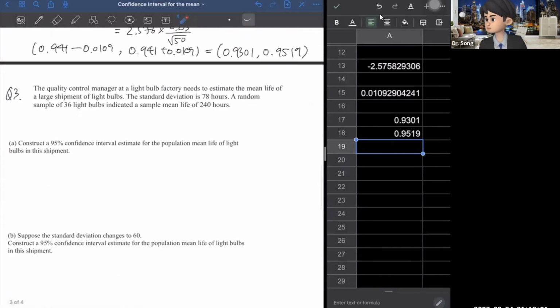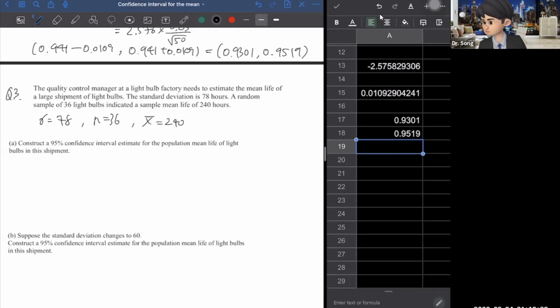Question number 3. The quality control manager at a light bulb factory needs to estimate the mean life of large shipments of light bulbs. The standard deviation is 78 hours. A random sample of 36 light bulbs indicated a sample mean life of 240. But first, we know the population standard deviation. They let you know the population standard deviation, which is 78. And the sample size is large enough, 36, and the sample mean X bar is 240 hours. That means we can use a normal distribution. It's the same question as question number 2.